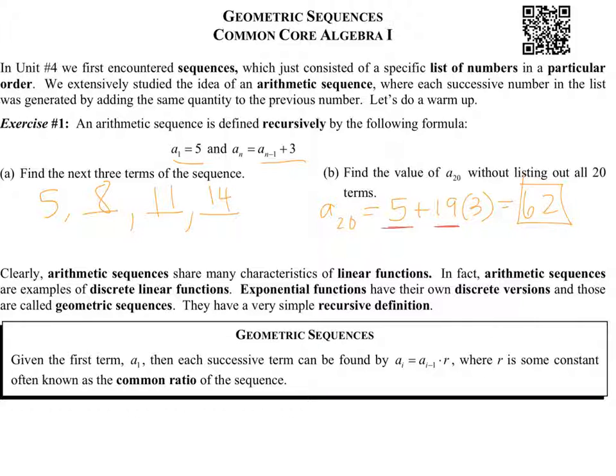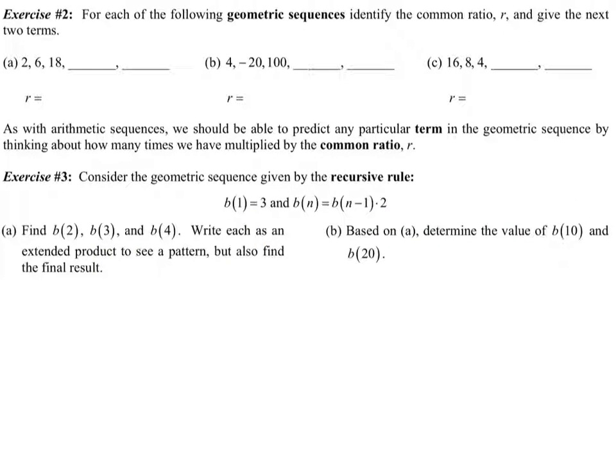In fact, arithmetic sequences are examples of discrete linear functions. Exponential functions have their own discrete versions, and those are called geometric sequences. They have a very simple recursive formula. So when you're given the first term, a of 1, then each successive term can be found by a of n is a of n minus 1 times r, where r is some constant, which is the common ratio of the sequence.